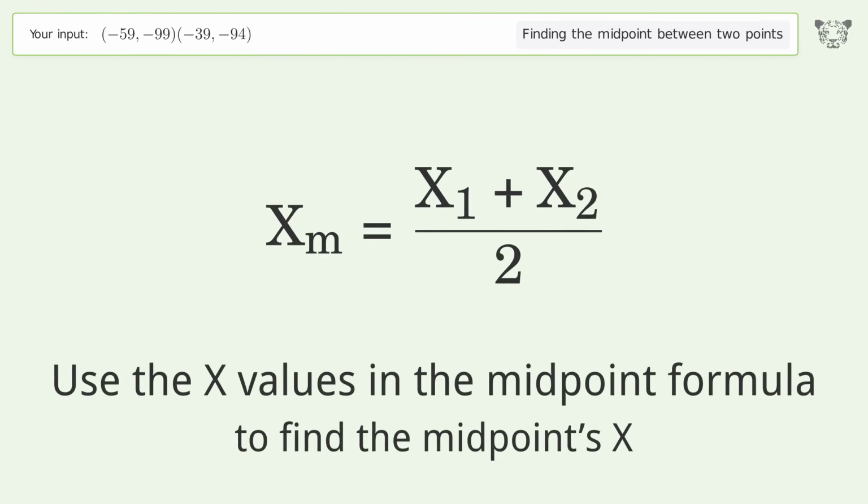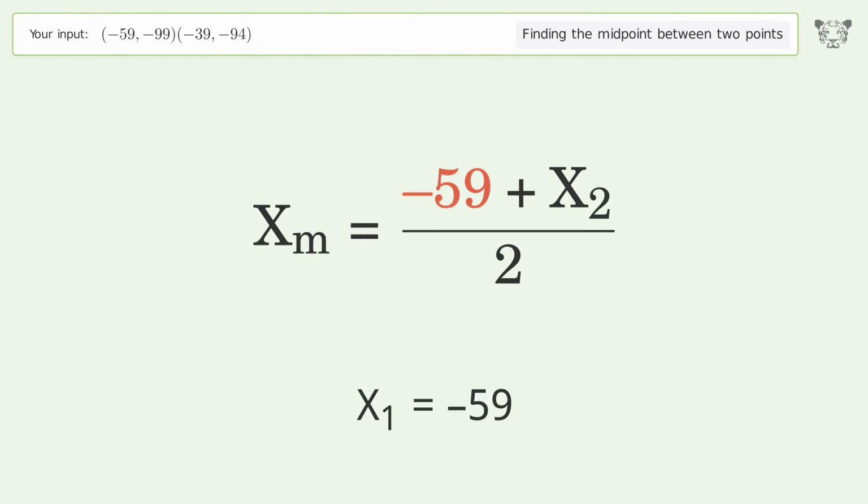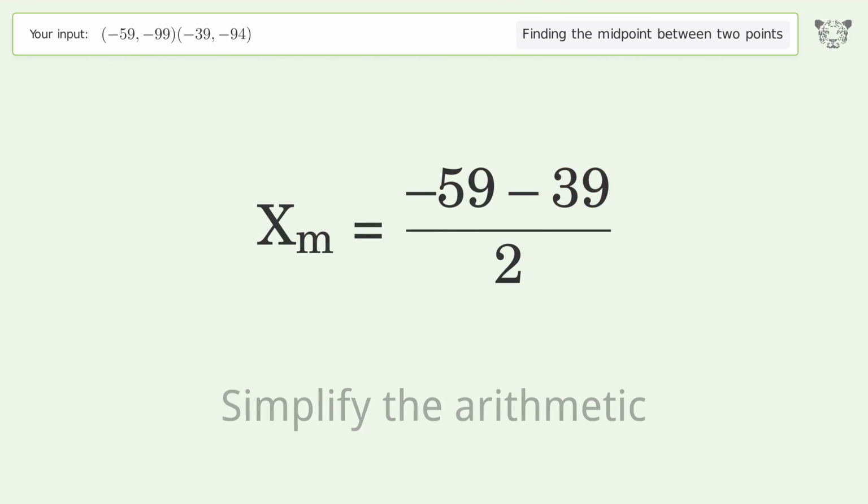Use the x values in the midpoint formula to find the midpoint's x. x1 equals -59. x2 equals -39. Simplify the arithmetic.